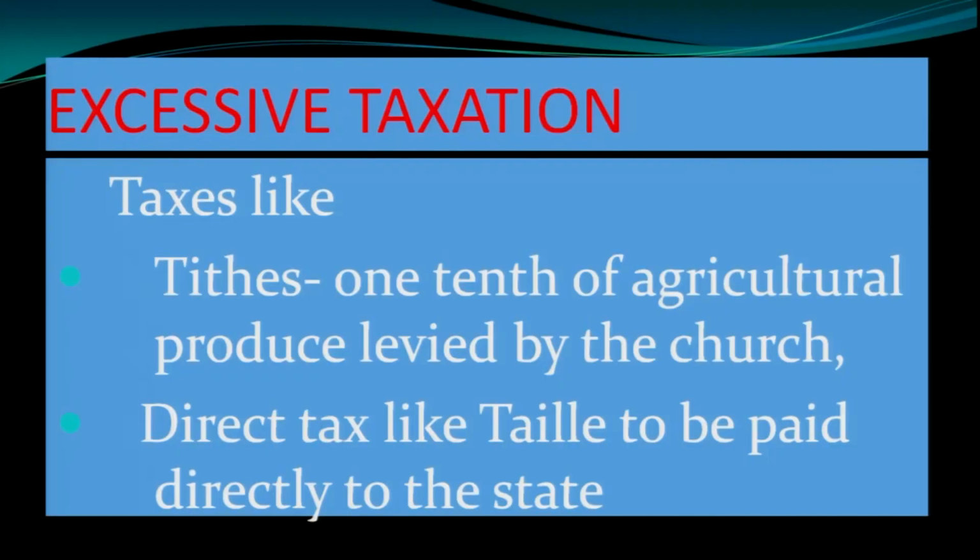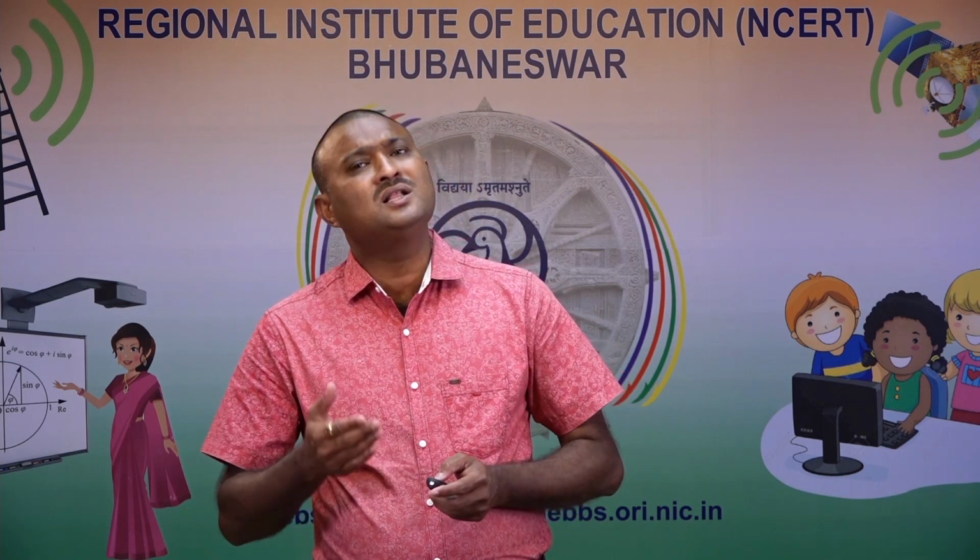And taille was the tax to be paid to the king, to the state. And it was not agricultural produce. Moreover, except this taille and tithes, there were many indirect taxes which were levied on articles of everyday consumption like salt and tobacco. Students, you must understand one thing.